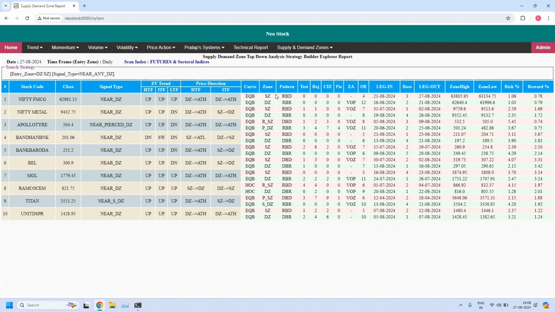Let us identify daily high liquidity demand zones from this list. So here we have one stock, Titan. This is a high liquidity daily demand zone and a fresh zone. And you need to fine tune till 5 minutes time frame. If you can find a fresh fine tuned 5 minutes zone, you can plan a trade.